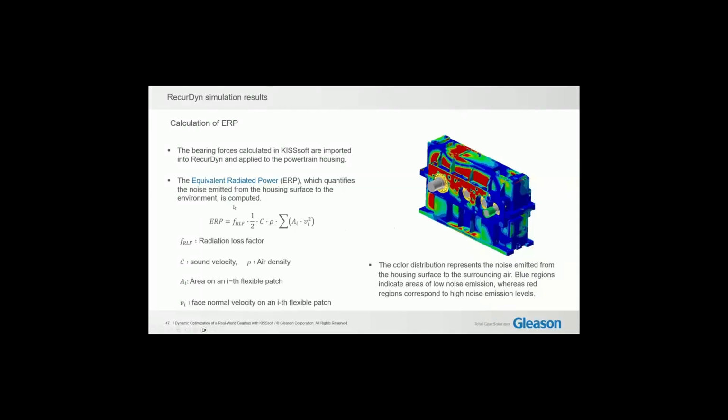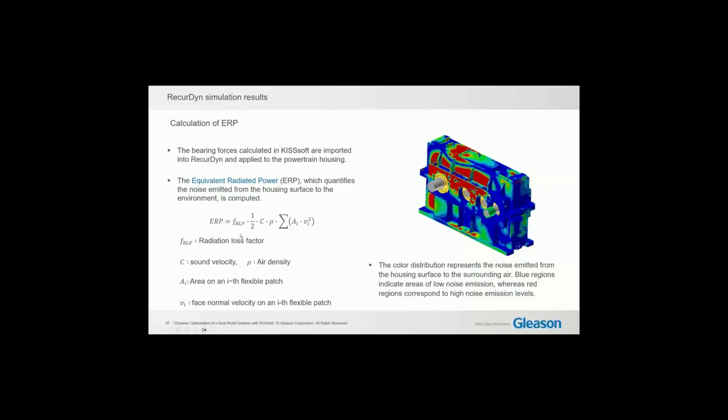So now if I continue to do the analysis of acoustic calculation based on ERP, equivalent radiated power, which is a measure of noise emitted from the housing surface in Recordine, I show the final results based on the KISSsoft calculation. So the color distribution shown on the housing is simply a representation of the noise from the housing. Blue regions indicate areas which emit less noise, and red regions are exposed to higher noise.